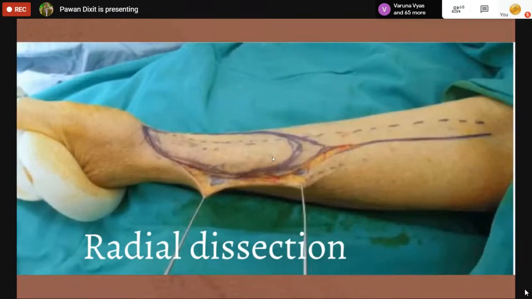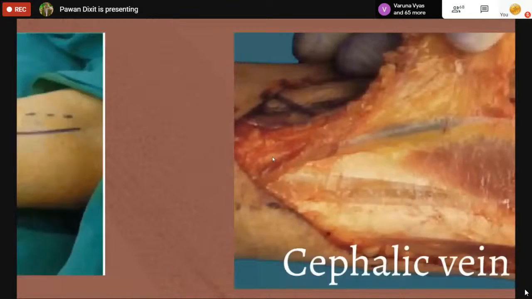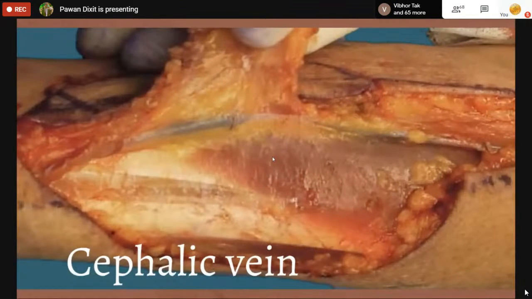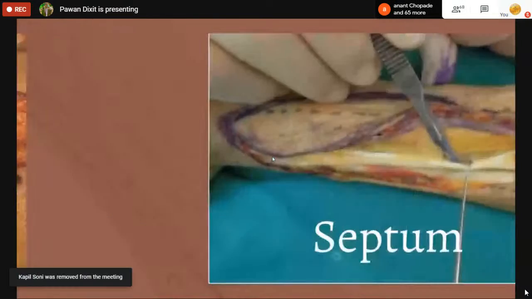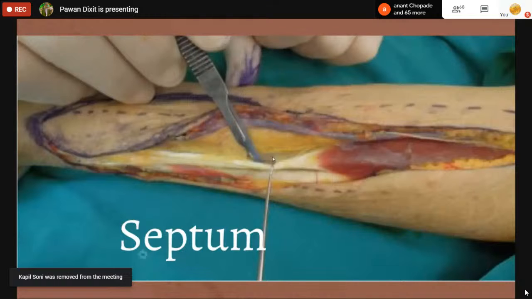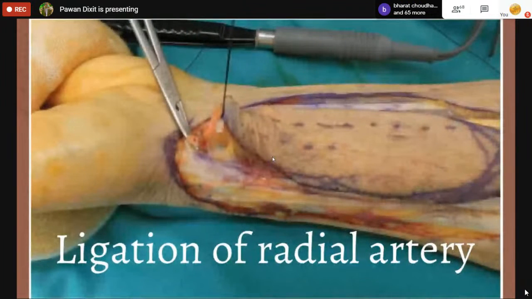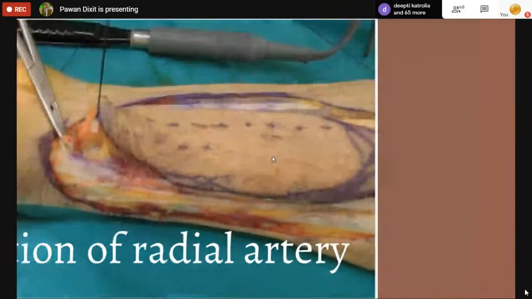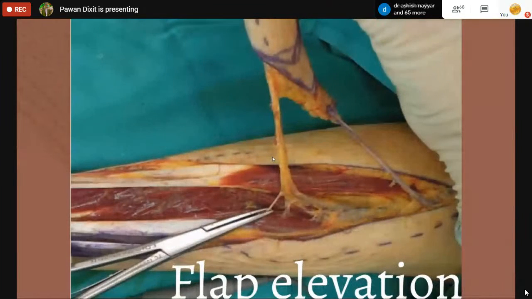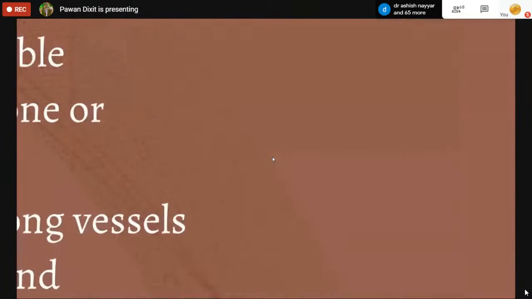Then radial side dissection is done to expose the septum. The cephalic vein should be included in the flap because this is the vein which will be used in the flap venous anastomosis. Finally, after retracting the brachioradialis tendon, the septum is revealed. Then distally the radial artery is identified in the septum and ligated, and the flap is raised distally to proximally on the pedicle, and whatever length of pedicle is needed, it should be restricted off.